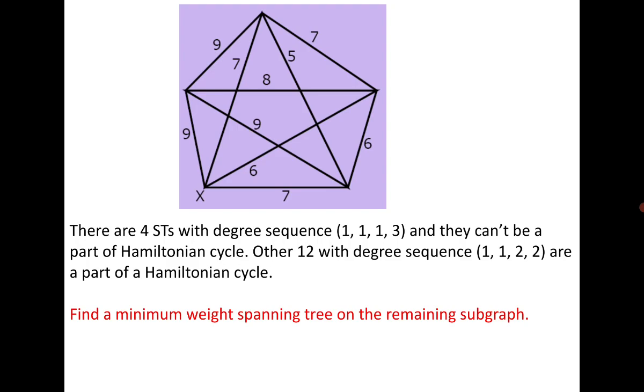And this is the last one, which says to find a minimum weight spanning tree on the remaining subgraph. So this one is easy. Use Prim's algorithm or Kruskal's algorithm, or you can even find it directly, and you will see that the sum is 19. You can choose 5 as the minimum, then 7 is the next minimum, and then 7, or you can choose 5, 6, 8, or whichever you want. So the answer is 19.